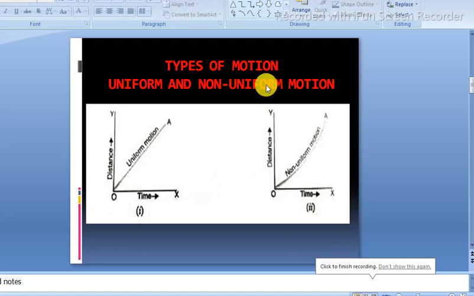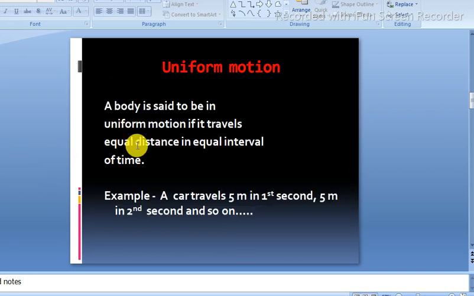We studied about types of motion and non-uniform motion. So this type of graph we have discussed is obtained in a uniform motion, whereas if we talk about the non-uniform motion, a curved graph is being obtained. So let's see what is uniform motion.